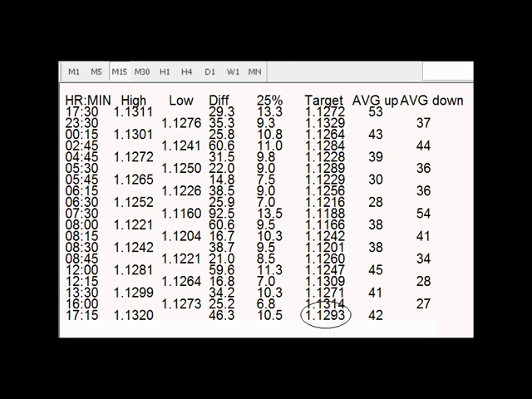Here's a screenshot of my indicator package. It's showing a target of 1293. It gets that by subtracting the down average by the previous high.